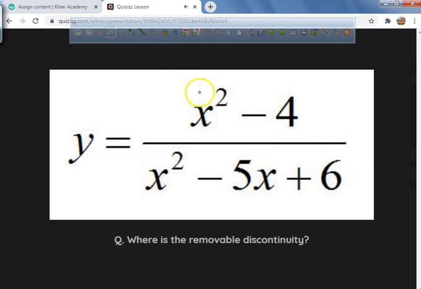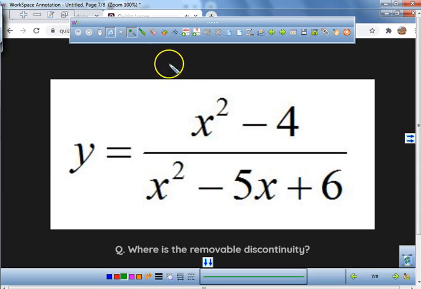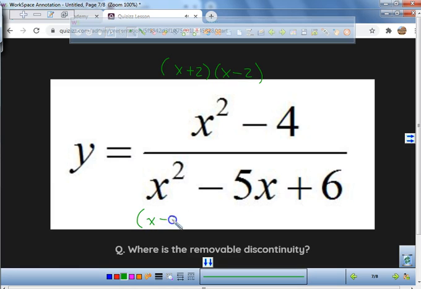Uh-oh. Oh my gosh, I got a factor. Well, this is a difference of squares, which factors to x plus 2 and x minus 2. And this right here would be x minus 3 and x minus 2, because negative 3 plus negative 2 is negative 5, and negative 3 times negative 2 is positive 6. So there's this factored, and there's this factored. Good luck.